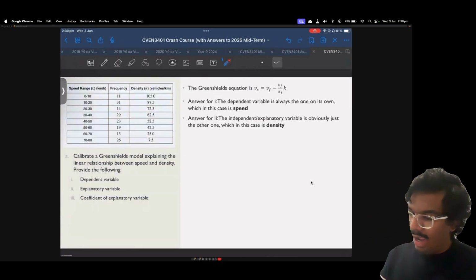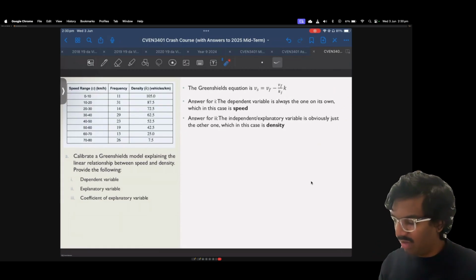So we're going to do part A. We've been told to calibrate a Green-Shields model explaining the linear relationship.